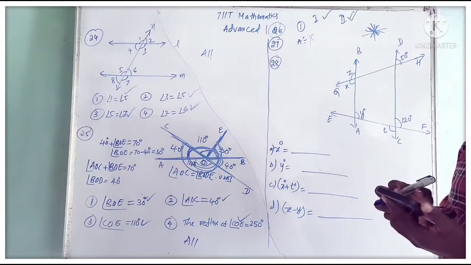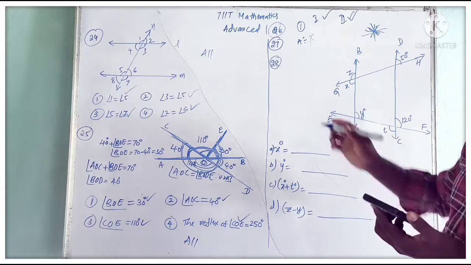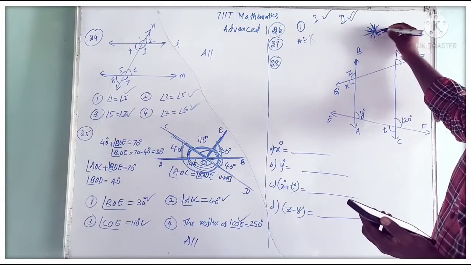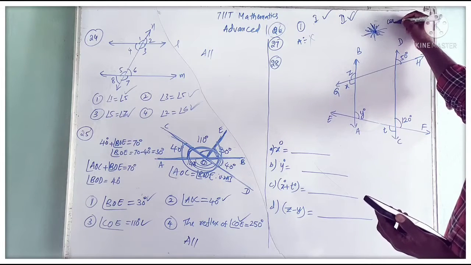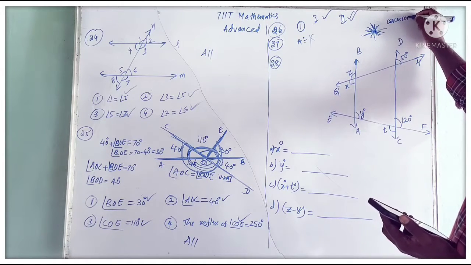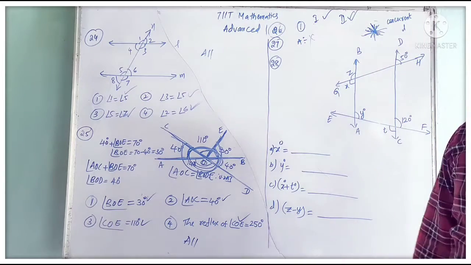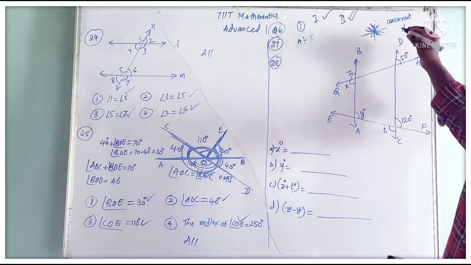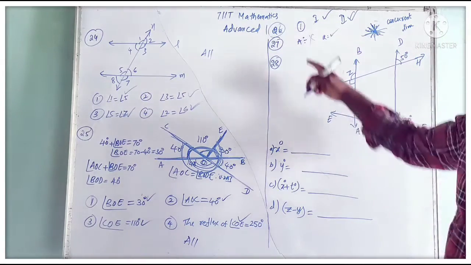The assertion is wrong. Next, the reason: three or more straight lines passing through the same point are called concurrent lines. Through this point we can draw many lines, and all those lines we call concurrent lines. So your reason is correct, but the assertion is wrong.